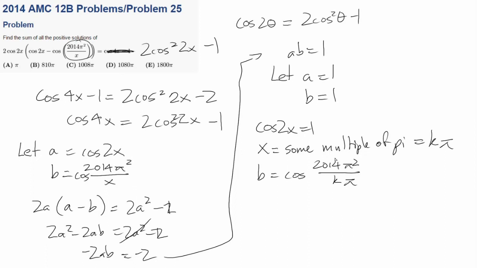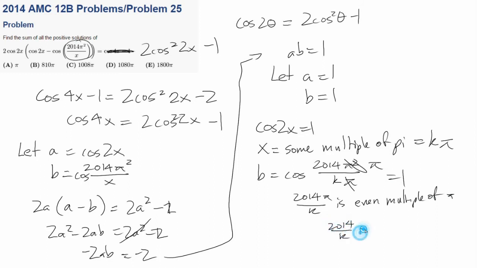Again, this has to be an even multiple of pi, since this equals 1. So 2014 pi over k has to be an even multiple of pi. So 2014 over k is even, and 2014 is equal to 2 times 19 times 53, right? If we divide this by 2, we get an odd number.